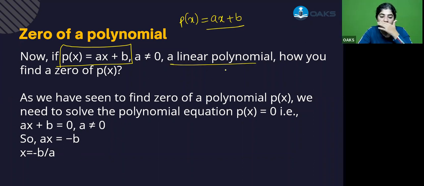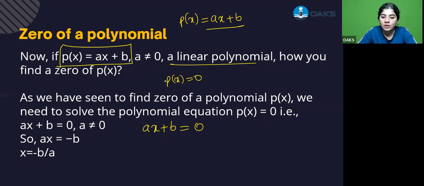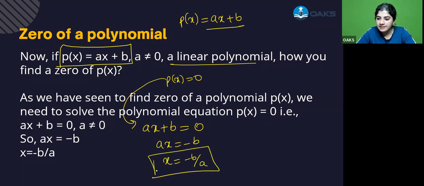Now, we have to find the 0 for px. We just learned this thing, right? ax plus b is equal to 0. We have to put px is equal to 0. So, we did this thing. Writing px is equal to 0, which means ax is equal to minus b, which means x is equal to minus b by a. Right?